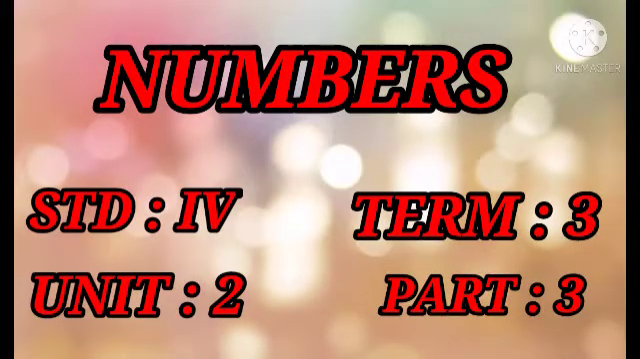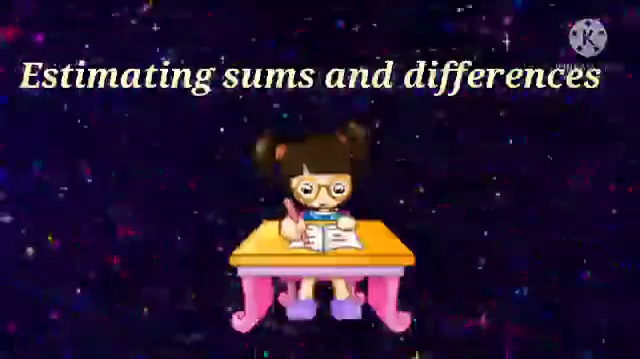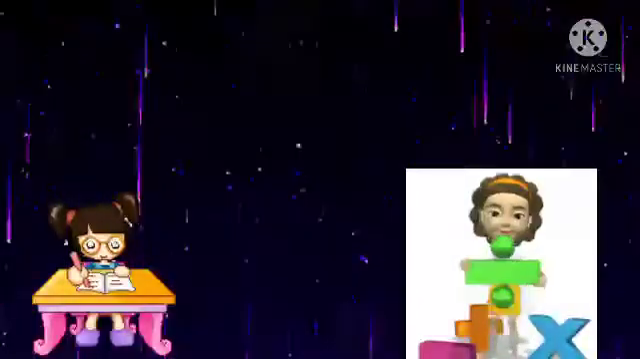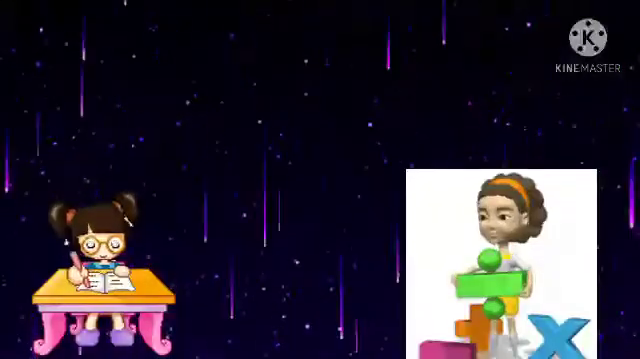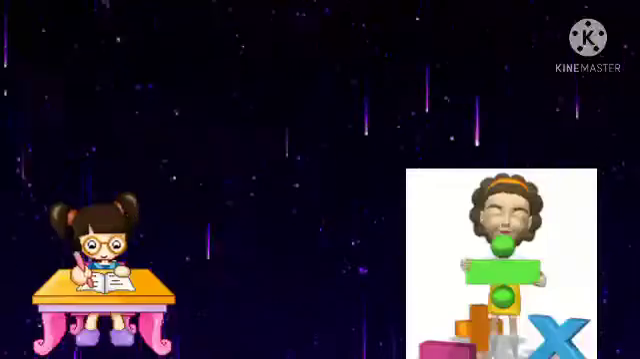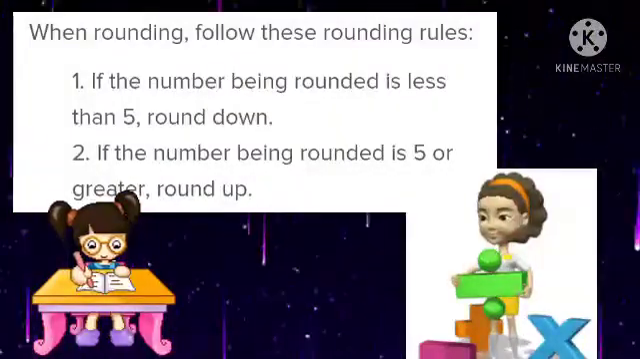Numbers is our second unit of this term. Children, now we are going to see estimating sums and differences. To estimate a number means to round off each number to its nearest tens, hundreds, and then add or subtract. Steps for estimation. Nearest to tens.